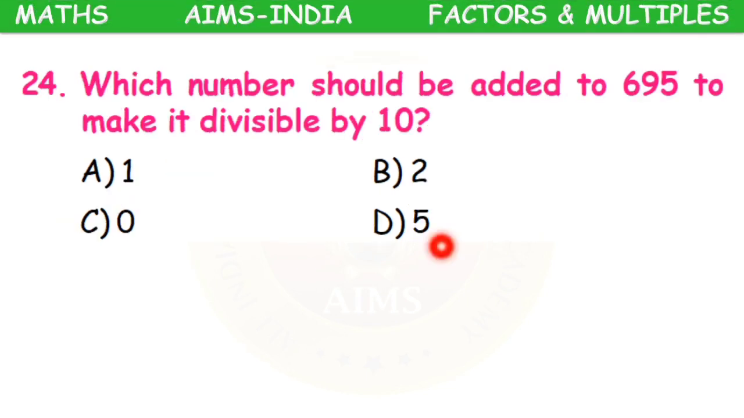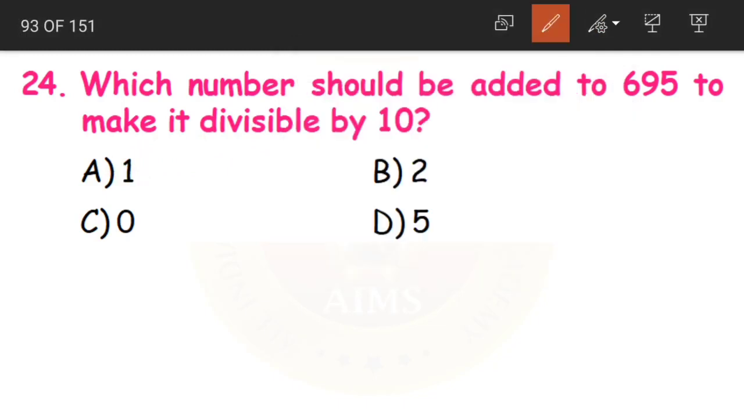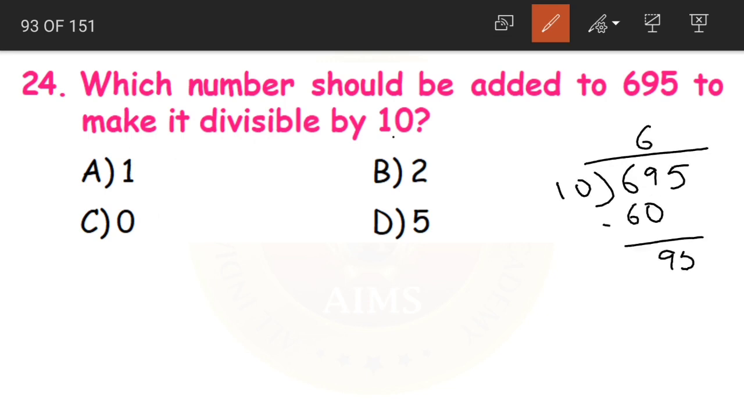Next question 24. What number should be added to 695 to make it divisible by 10? See, we have the number 695 and if we divide it by 10, we have 10 6s are 60. When we subtract, 95. 10 9s are 90 and when we subtract, 5 is remaining. Yes, children. So here the remainder is not 0. Now they are asking us, what should be added to the number 695 to make it divisible by 10?